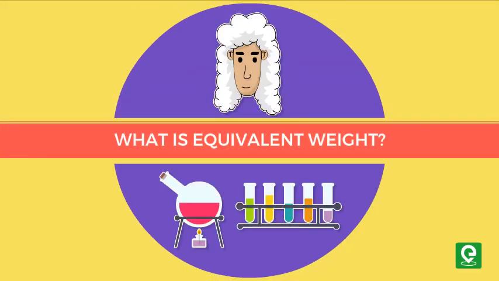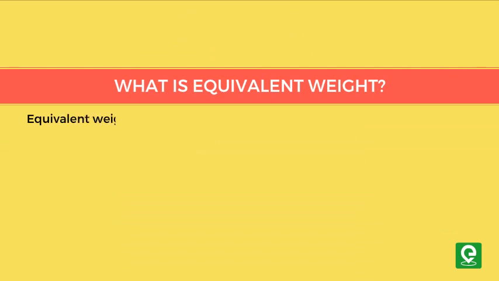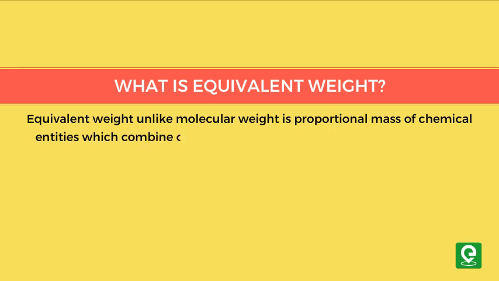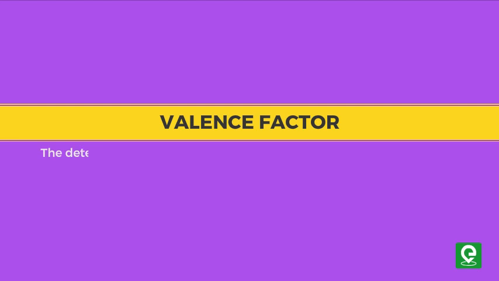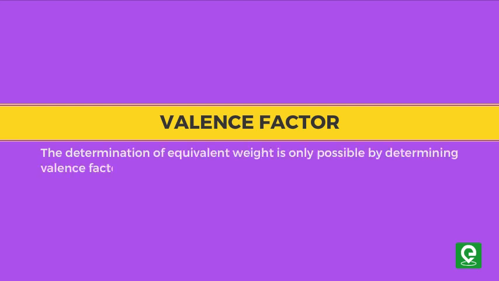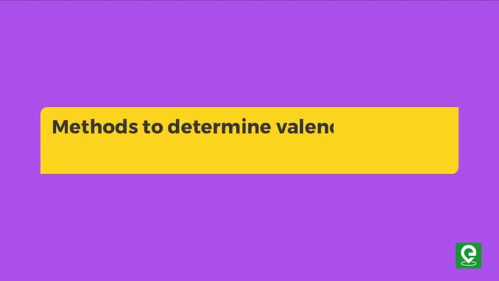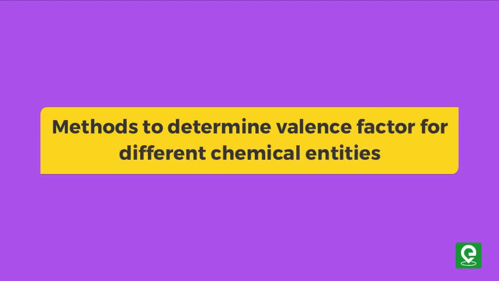What is equivalent weight? Equivalent weight, unlike molecular weight, is the proportional mass of chemical entities which combine or displace other chemical entities in a reaction. Mathematically, we can calculate the equivalent weight of any substance by dividing its molecular weight by the valence factor. Clearly, the determination of equivalent weight is only possible by determining the valence factor of the chemical entity. Let's learn about the various methods of determining valence factor for different chemical entities.